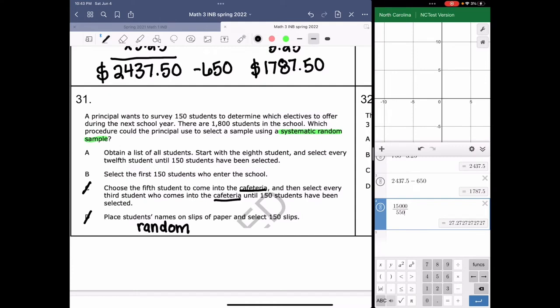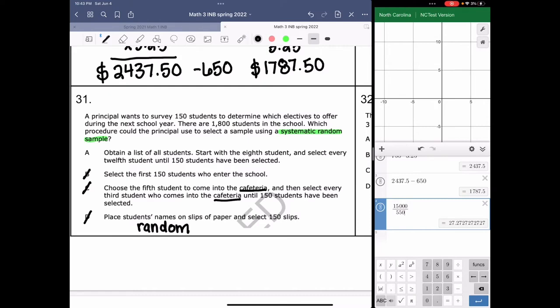B says select the first 150 students who enter the school. So again, that's not systematic, and I wouldn't consider that necessarily. It kind of is random, but not everybody has the likelihood of being selected, because you're talking about the first 150 students in the school, which may be a select pocket of kids versus others.